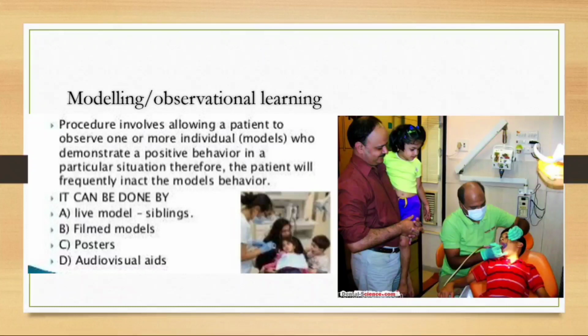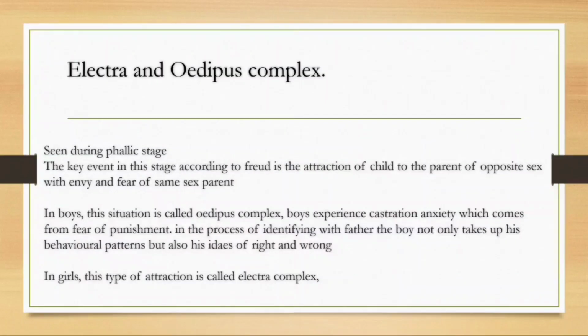Modeling and observational learning, it involves allowing a patient to observe one or more individuals who demonstrate a positive behavior in a particular situation. Therefore, the patient will frequently enact the model's behavior. So it can be done on siblings. The well-behaved sibling can be kept nearby, and he is very cooperative, so the patient also will try to model him. So it can be a poster, it can be film models or audiovisual aids.